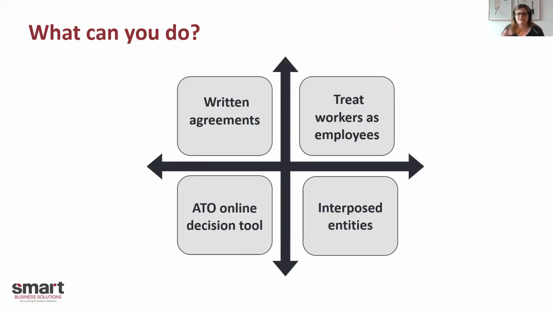So what can you do? And this is, I guess, the most critical part. What can you do as a business owner to try and cover yourself? One, make sure you've got written agreements in place. If they're an employee, it's easy, you've got a written agreement. If you do have a contractor, a labour contractor arrangement, a written agreement.